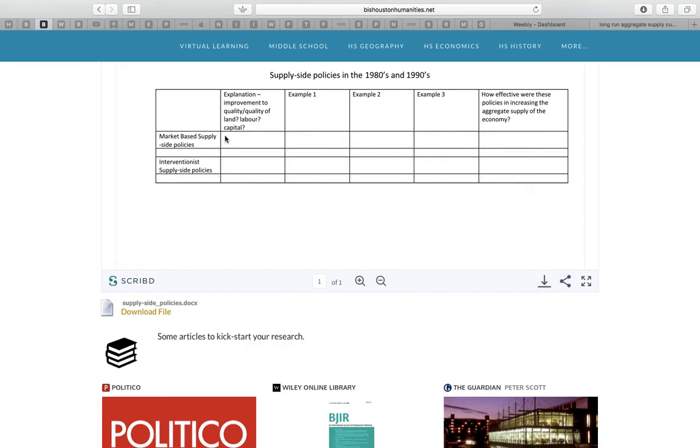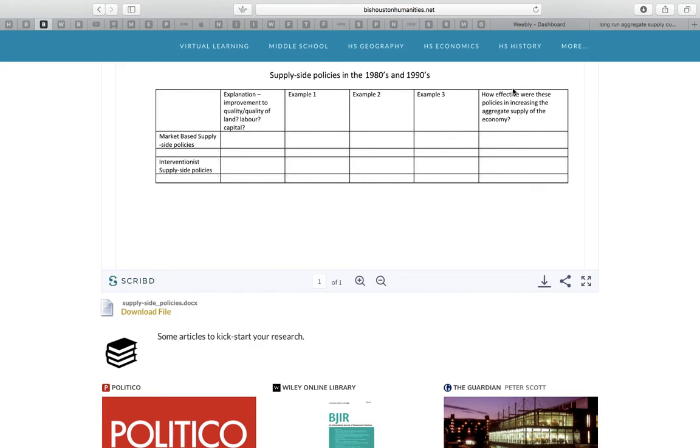What I'd like you to do is, using either Cognity, which is very good by the way for this topic, or using the Cambridge or the Oxford textbooks, the supply-side chapters in both those textbooks, come up with a list of the types of market supply-side policies and a list of the interventionist supply-side policies, and then find me real world examples of both.